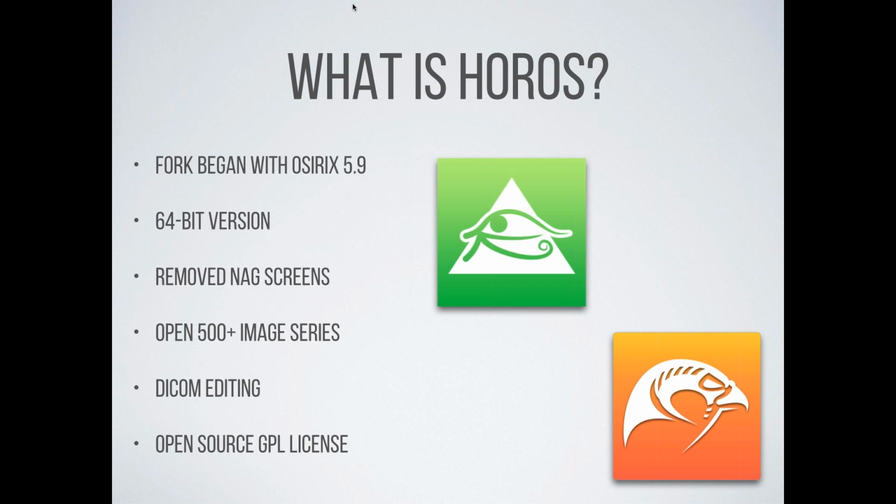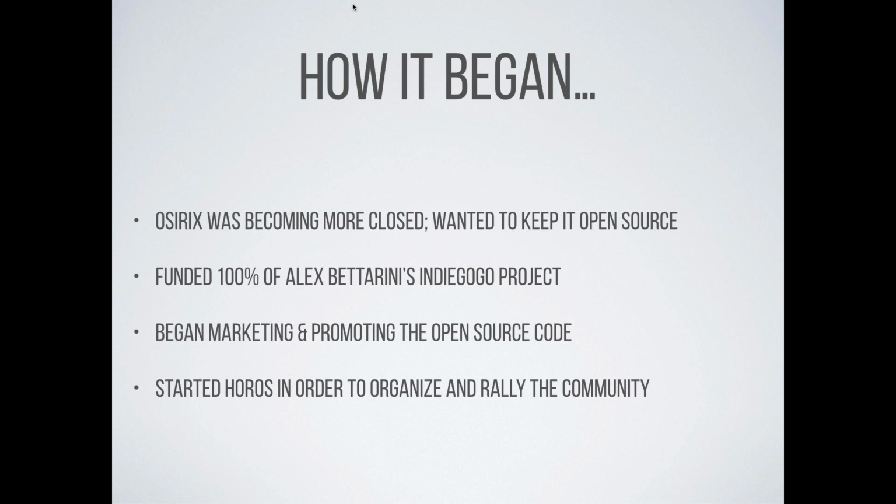So Horos removes the nag screens that we became accustomed to in Osirix Lite, allows us to open 500+ image series, allows us to edit DICOM data, is fully licensed under open source GPL 3.0, and is a 64-bit build of Osirix. So a lot of the limitations that are currently in Osirix Lite are unshackled as Horos, and we're pretty excited about that. So a little bit of history on how that happened.